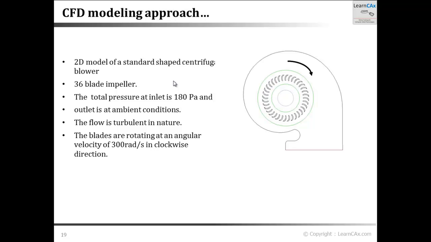We are considering a 2D model of a standard shape centrifugal blower. It has a 36 bladed impeller, that is, 36 blades. Total pressure at inlet is 180 pascals. Outlet is at ambient condition, and the blades are rotating in clockwise direction at 300 radians per second rotational speed. So the flow comes through this section, passes through these rotating blades, and the flow is forced out of the outlet. So this is the blower type of application that we are going to see, and we will see some pictorial images which are preliminary results for such flow analysis.